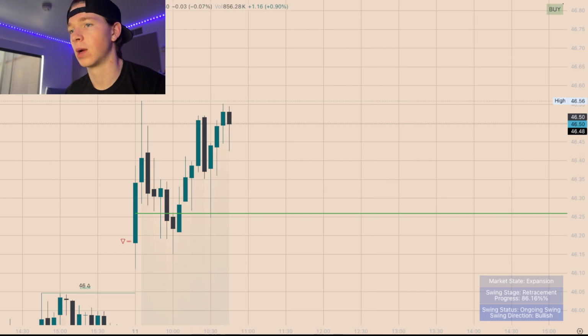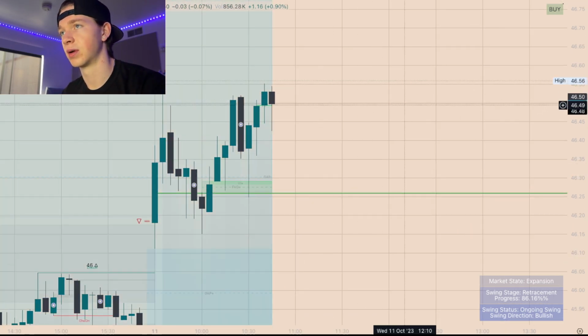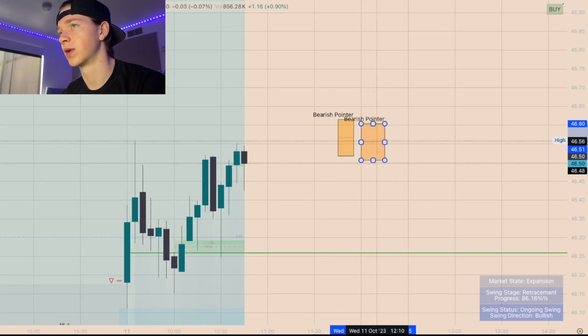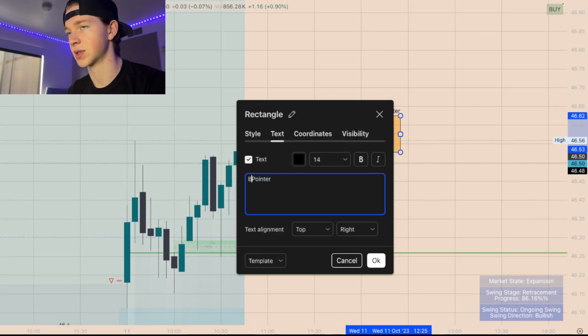Okay, here we go. We can analyze this price action based on delivery. Where is our bullish pointer? Where is our bullish and where is our bearish pointer? That's what I want to ask. Where is it at? There we go.